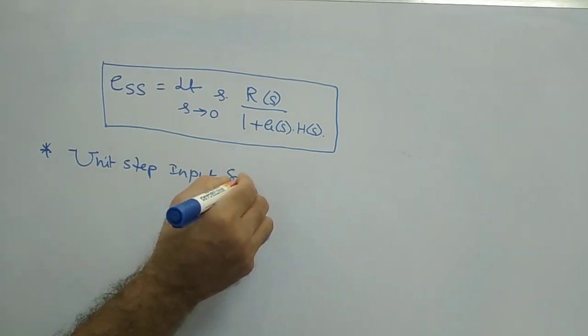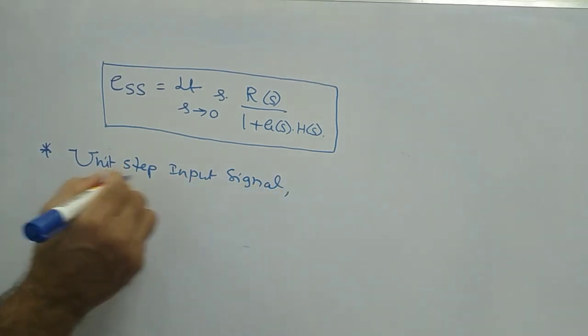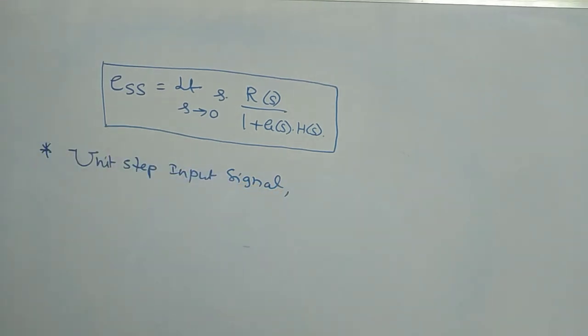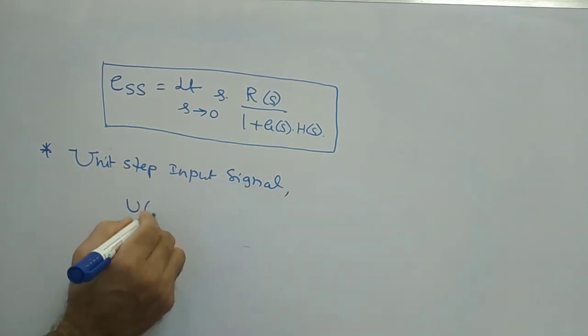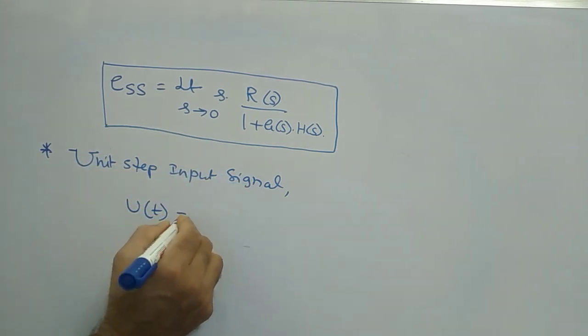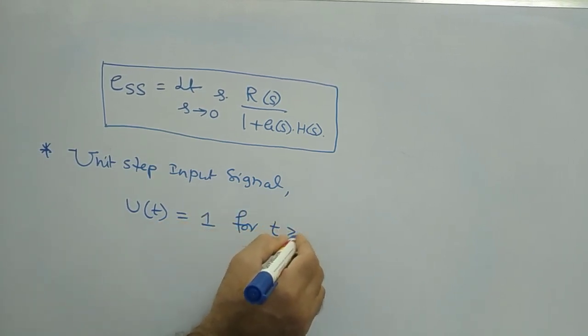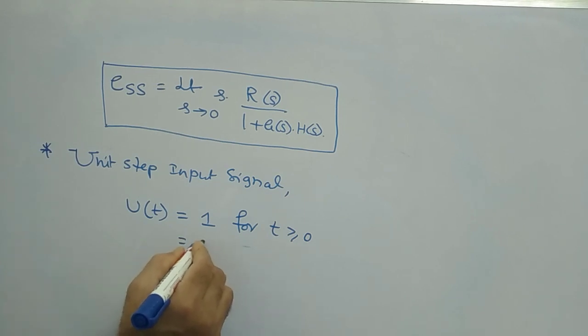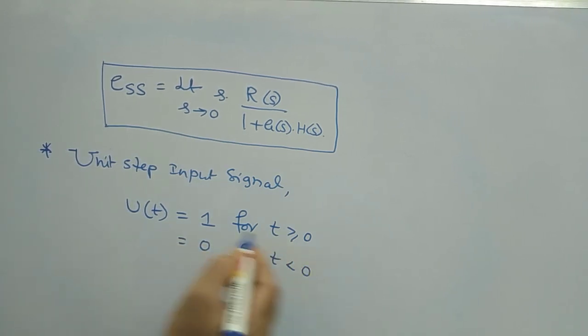Unit step input signal. How is this unit step signal defined? Normally it is denoted by u(t). u(t) is equal to 1 for t greater than or equal to 0, and it is 0 for t less than 0. That is the definition of a unit step signal. This is the unit step input signal.